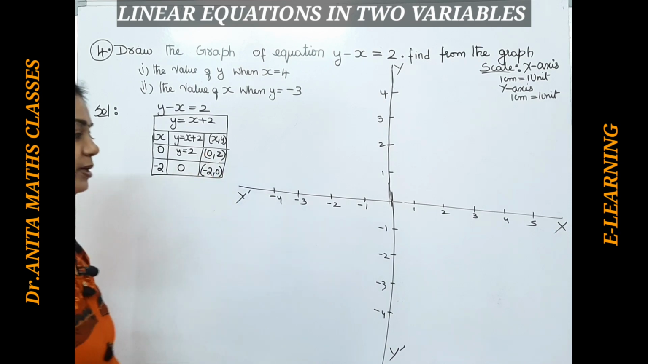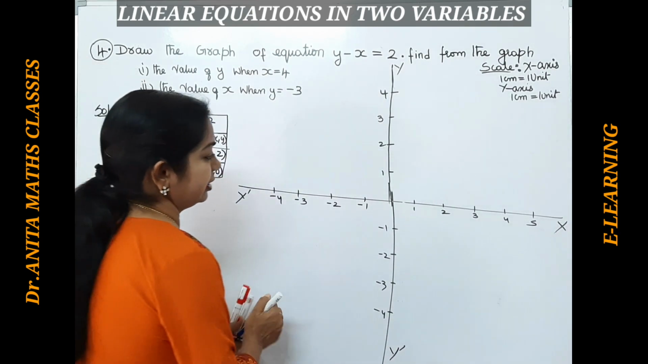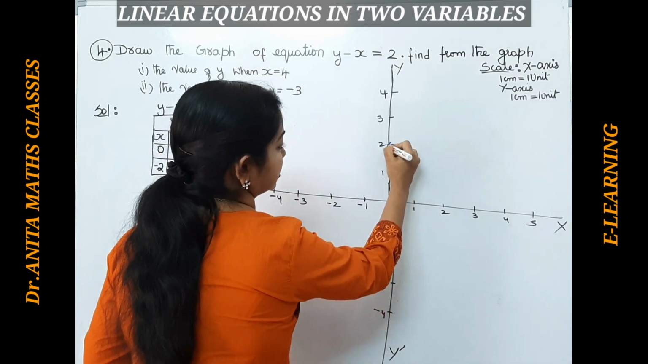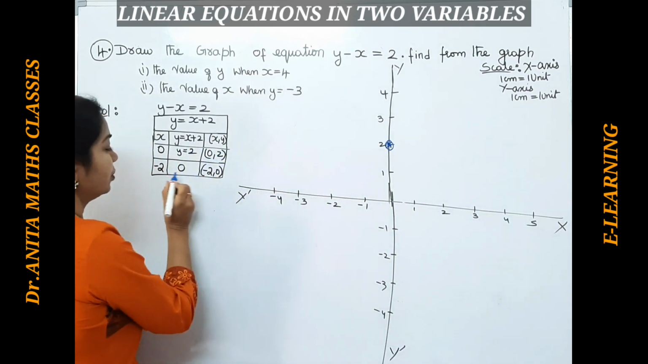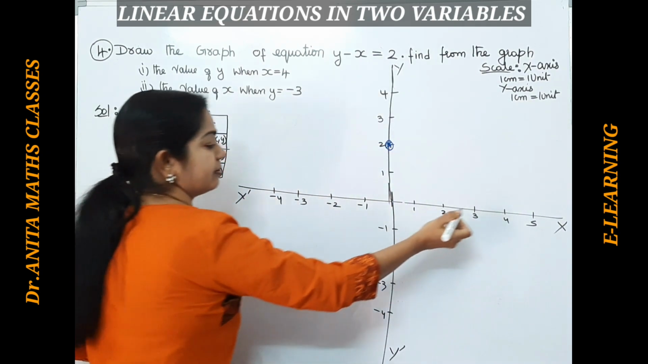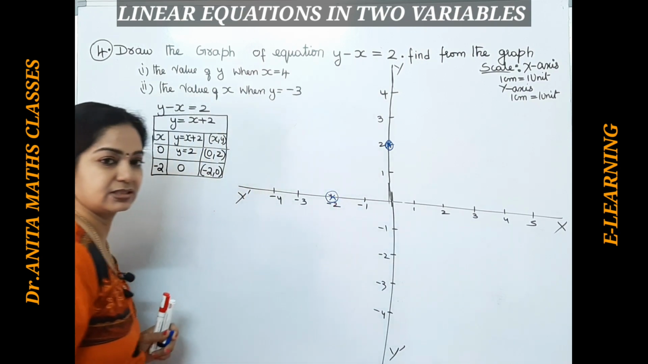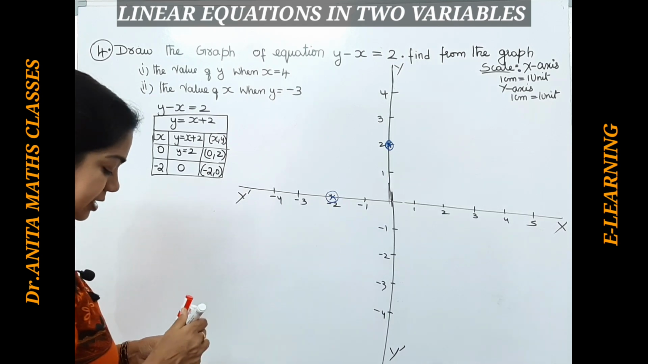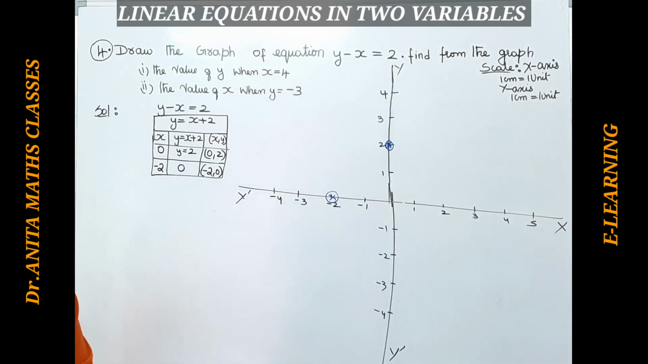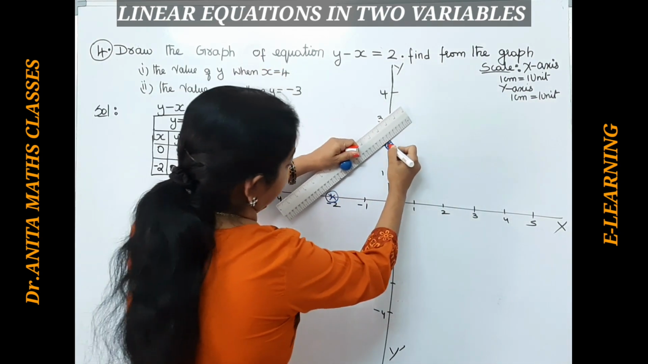Here 0, 2. Let us plot the graph 0, 2. This is on the y-axis. On the y-axis, x is 0. Minus 2, 0, this point. On the x-axis, y is equal to 0. So these 2 points, let us join with the help of the scale. Now we should find x is equal to 4 and all that.